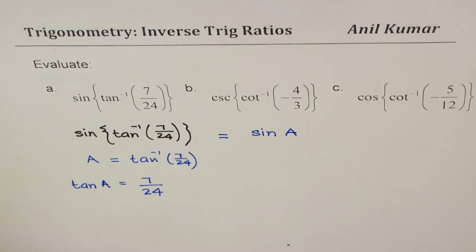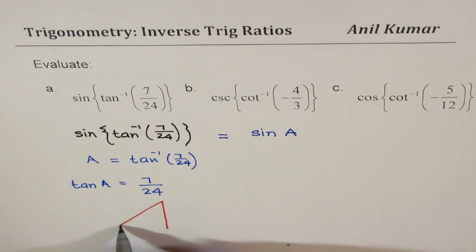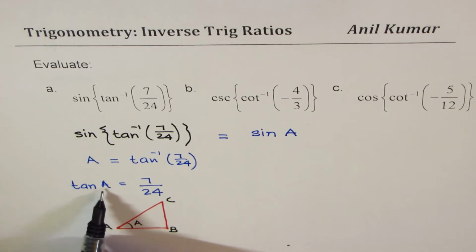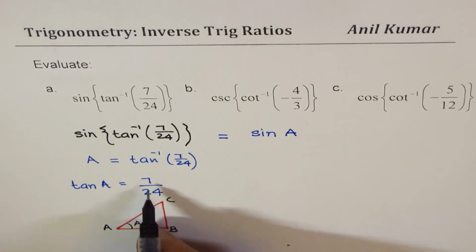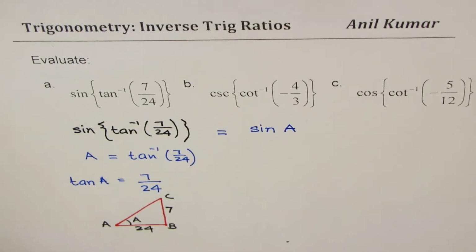Now, as soon as you get this, it is actually much simpler. You can think about now a triangle where the angle is A. Let's say this angle is A for us. Let's say triangle ABC. So this is the angle A we're talking about. Tan A 7/24 means that the opposite side is 7 and the adjacent side is 24. Does it make sense to you, right?